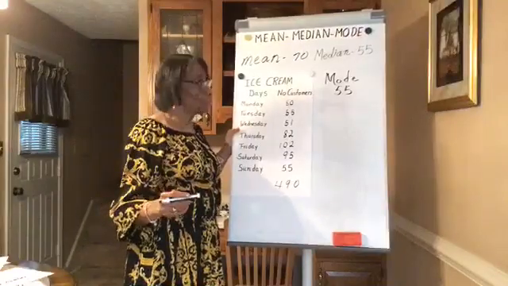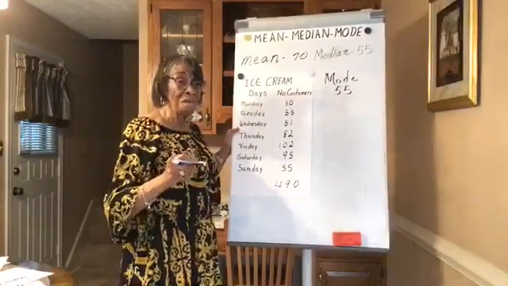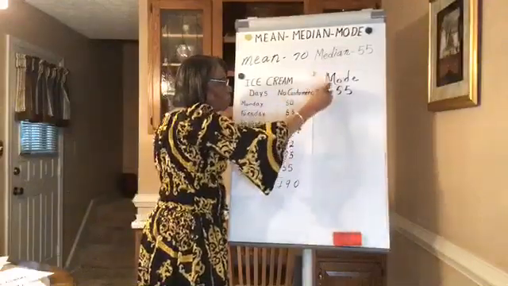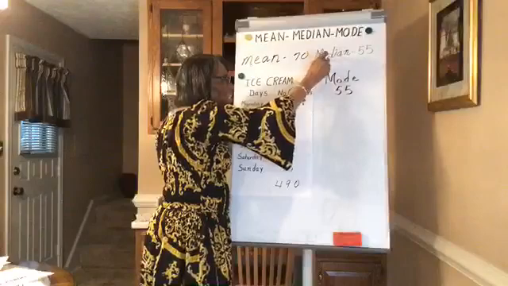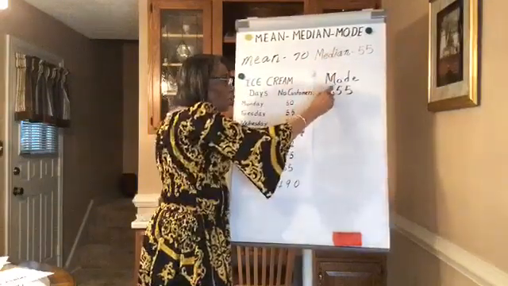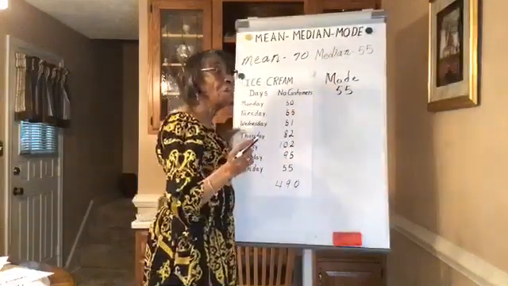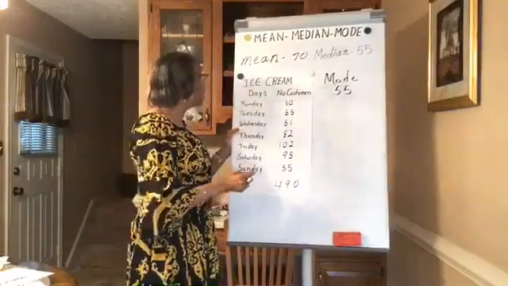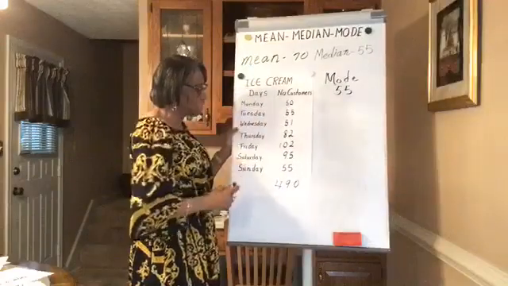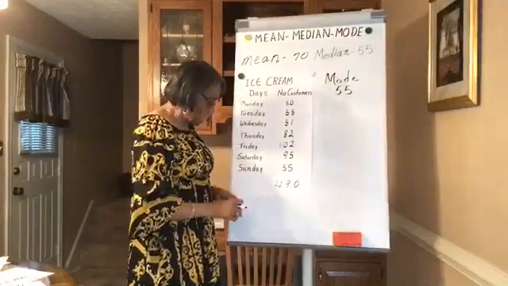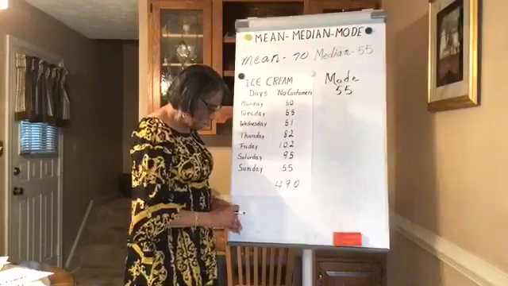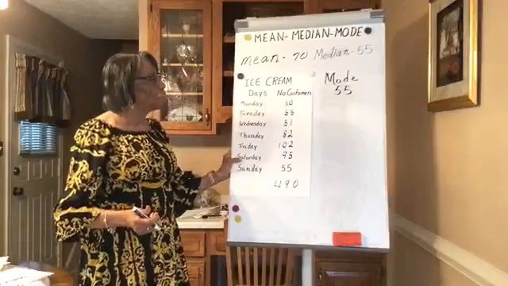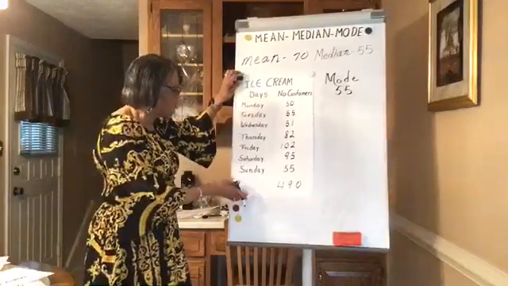Mode, most. Median, middle. These words suggest what they are. Median is always in the middle. Mode, think of mode as most. And it's easy to remember and not to get them confused that way. All right, and the mean is the number we find by adding and dividing by the number of addends. So we have found the mean, the median, and the mode for this ice cream store data.